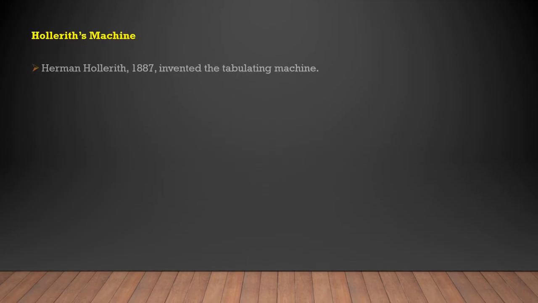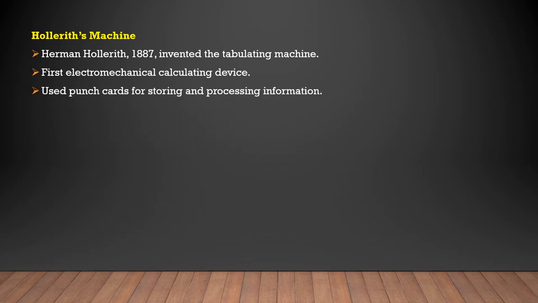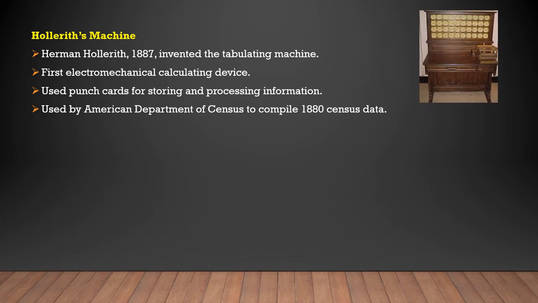Next is Hollerith's machine. In 1887, an American named Herman Hollerith invented the tabulating machine, which was the first electromechanical calculating device. He used punch cards for storing and processing information. This machine was used by the American Department of Census to compile their 1880 census data. So that's the image of Hollerith's machine.